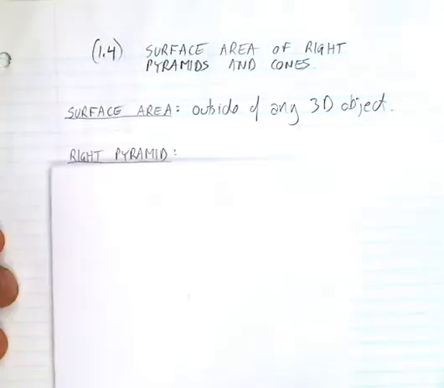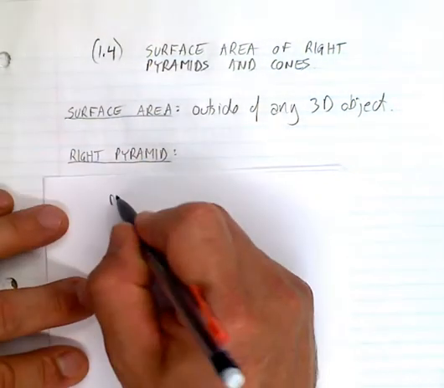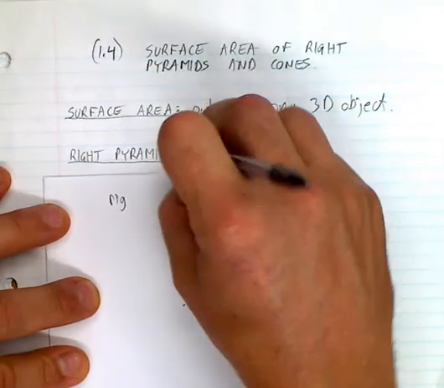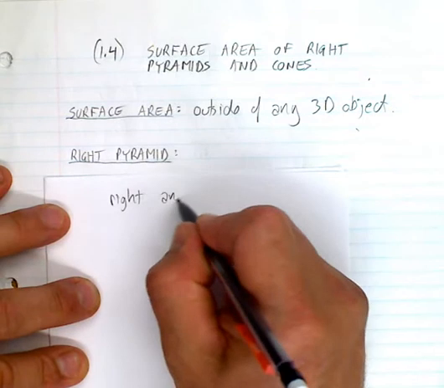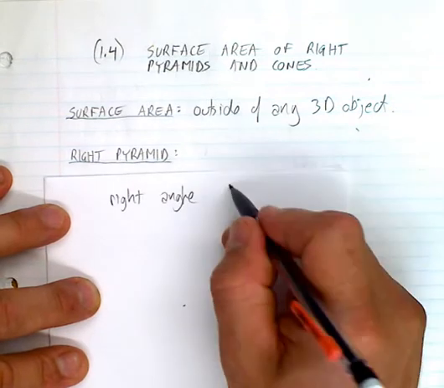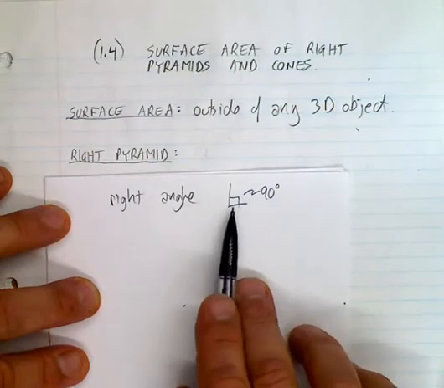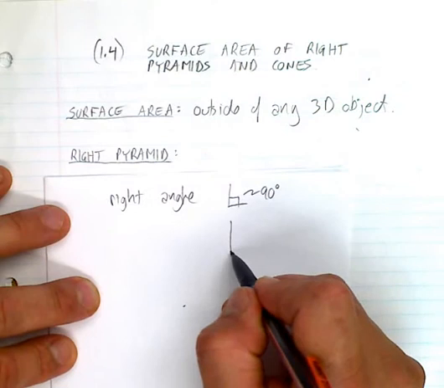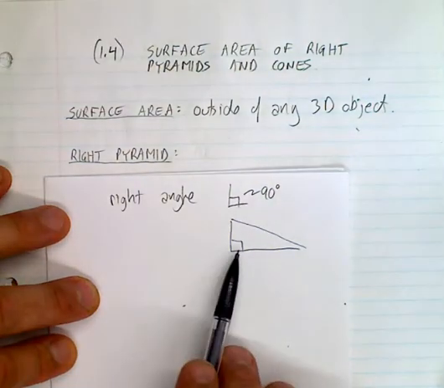Now, a right pyramid, okay? A right pyramid deals with what we call a right angle. I'm not going to say it has a right angle, but let's look at what a right angle is, right? A right angle, first of all, is what we call 90 degrees. It's often represented by this little box in the corner, right? You've seen right triangles like this, there's your right angle right there, 90 degrees, okay?